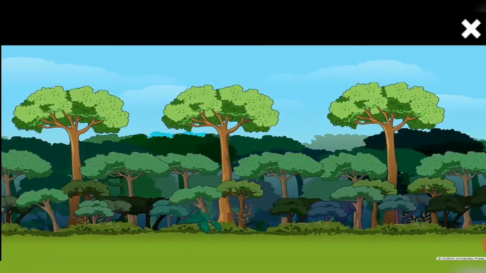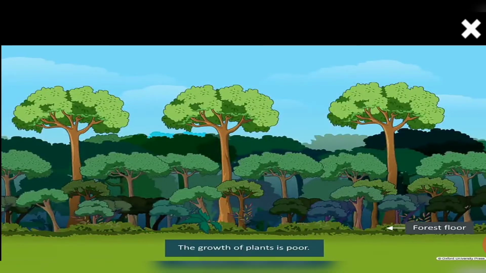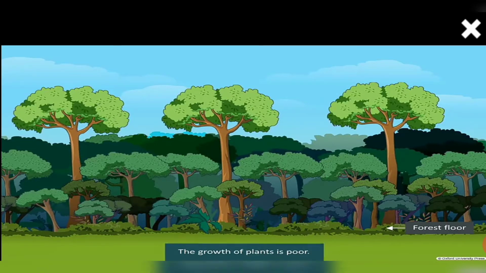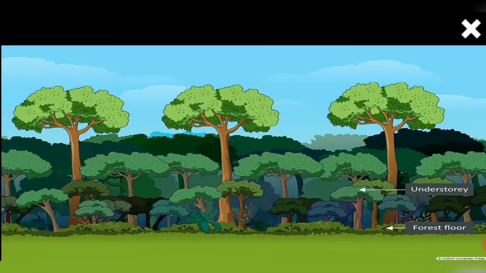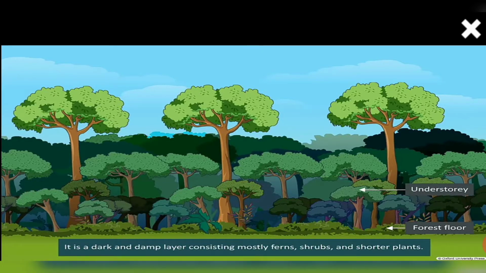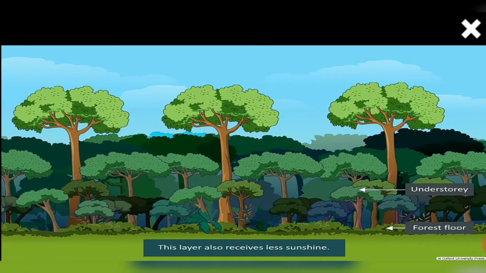The lowest layer of the forests is called the forest floor. The growth of plants is poor as very little sunlight reaches this layer. The layer above the forest floor is called the understory. It is a dark and damp layer consisting mostly of ferns, shrubs, and shorter plants. This layer also receives less sunshine.